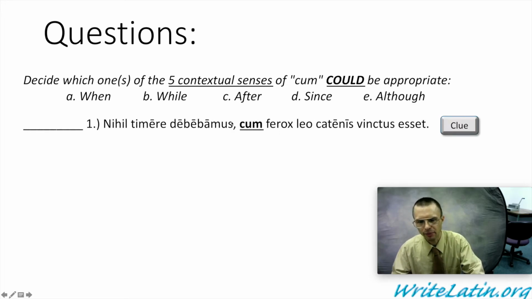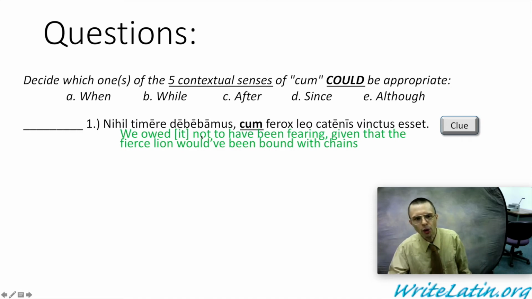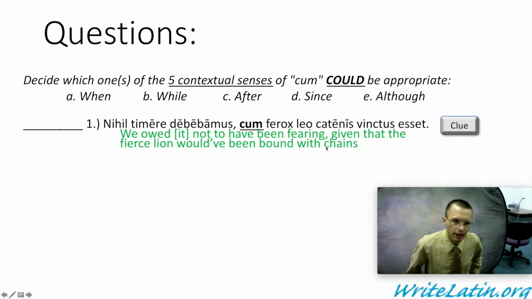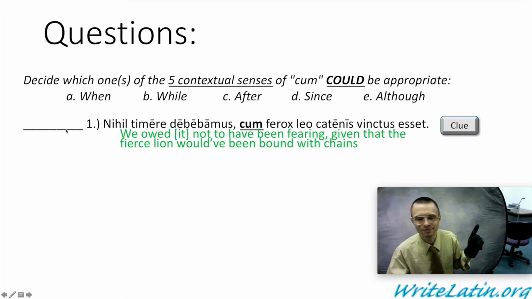Nihil temere debebamus cum ferox leo catenis vinctus esset. Mr. Rudman, I don't know what that means. Oh, well, push the clue and it will tell you. We owed it not to have been fearing, given that the fierce lion would have been bound with chains. All right, well, when is always appropriate. So you know A is going to be in the answer for all of these, right?